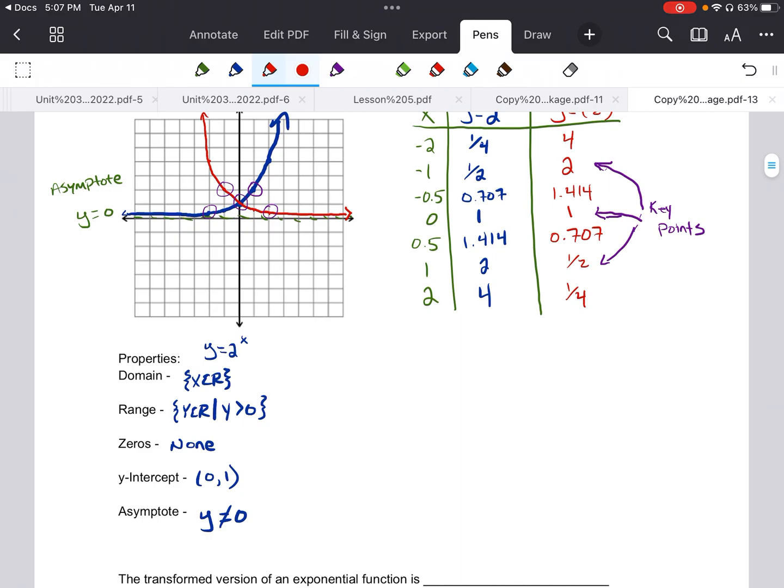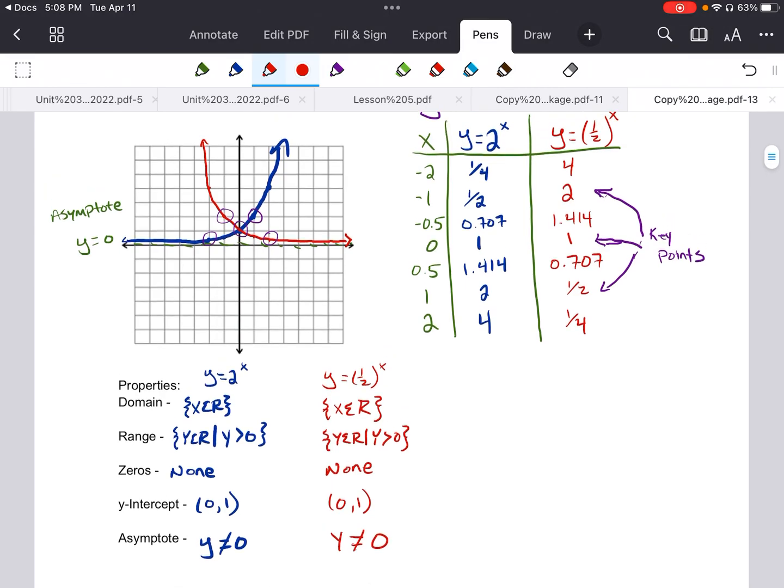And then for the exponential decay, similarly, the domain and range are the exact same. y must be greater than 0. There are no x-intercepts. The y-intercept is (0, 1), and the asymptote is y cannot equal 0. So they are the exact same. They're just moving in different directions.